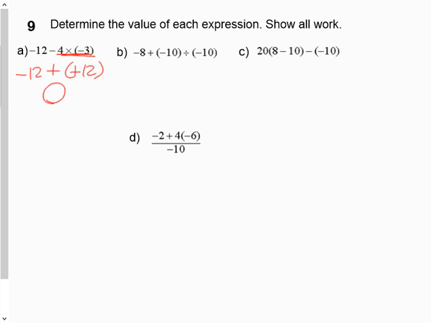Next question, negative 8 plus any number divided by itself is 1. So any number with a negative divided by negative is a positive 1. Negative 8 plus a positive 1. Your sum is negative 7.